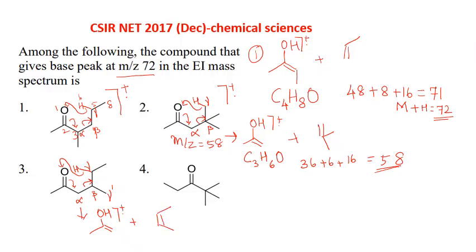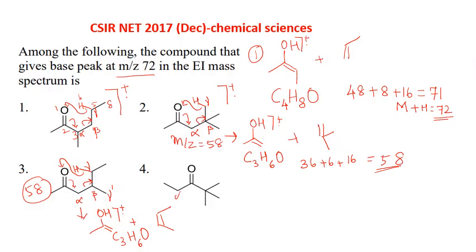We can see this fragment is same as that of the fragment which we have got from compound 2. This is again C3H6O. So again the m by z will become 58. This is what we have got by considering this gamma hydrogen. Even if we consider this gamma hydrogen, the same fragment we will be getting, of mass corresponding to m by z of 58 only.